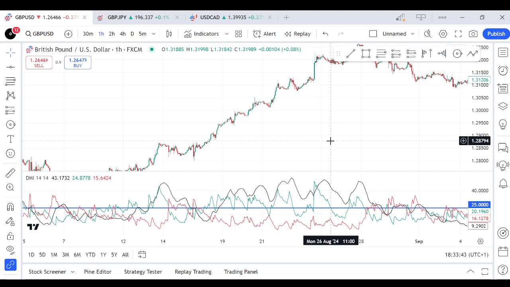Today's lesson focuses on one of the most reliable trend following indicators in technical analysis, which is the Directional Movement Index, or the DMI for short. So this powerful tool helps you determine not just the direction of a trend, but also measures its strength, giving you a clear advantage in your trading decisions. So understanding the DMI will transform how you analyze price movements and identify trading opportunities across any time frame.